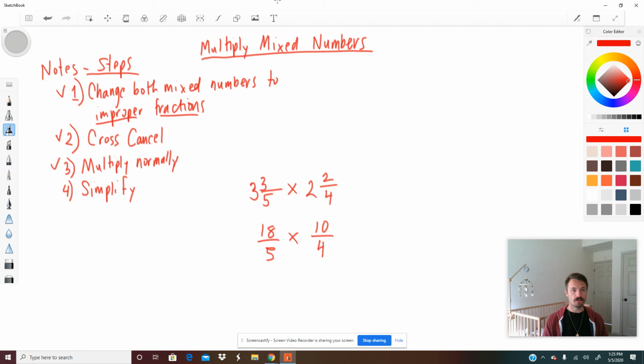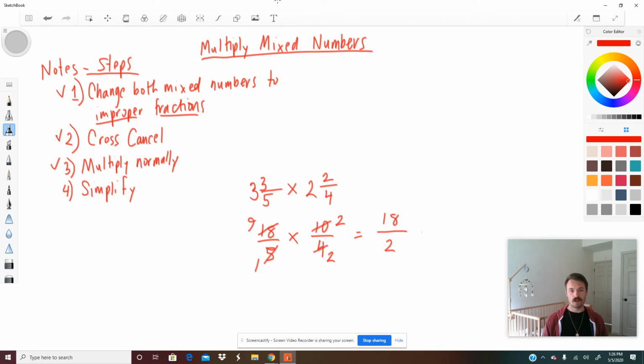Now, second step, cross cancel. Are there any common factors between 18 and 4? They're both even numbers, so you know they at least have to have 2 as a common factor. So 2 can fit into 18 9 times, 2 can fit into 4 2 times. Now, are there any common factors between 5 and 10? Yeah, 5 is a common factor. 5 can fit into itself once, and it can fit into 10 2 times. Now we multiply straight across. 9 times 2 is 18. 1 times 2 is 2.